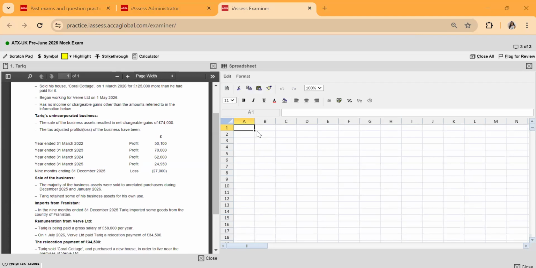The first part of the question relates to losses, so I will write it here. First is, what is the trading loss for the tax year 25-26? This is the question I was asking. So first is the trading loss for the tax year 25-26.